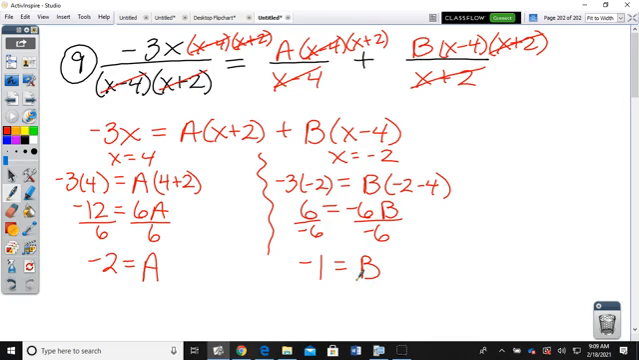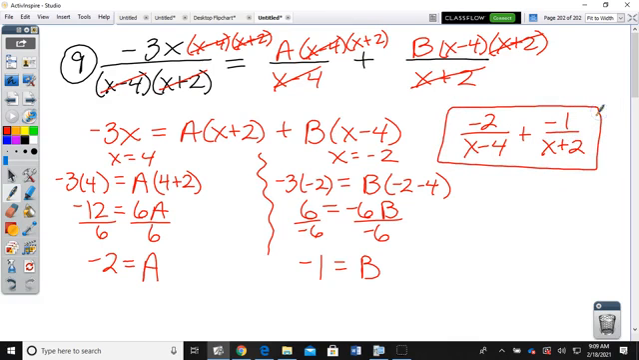And then for my final answer, I take my numerators that I found and put them over the denominators at the beginning. So x minus 4, a was over x minus 4, so it's negative 2 over x minus 4, plus, what was b? Negative 1 over x plus 2. There are your partial fractions. Okay? And again, understand what the problem is asking you to do. You're taking this big fraction that's just one fraction and breaking it into the two parts that you added together to make it.